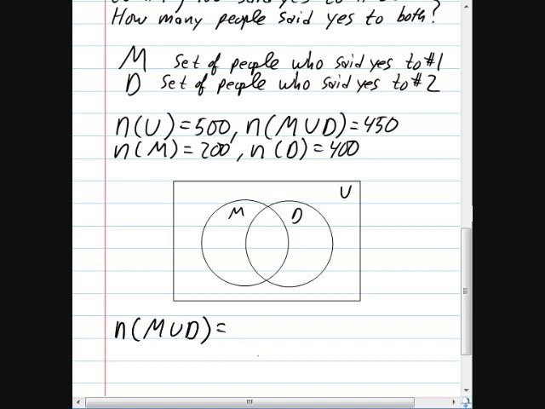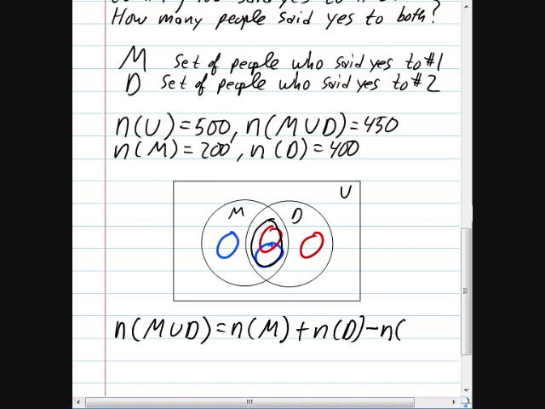Now, we can find this number as follows. We can add up the number in M, which means we've added this number plus this number. We can add to that the number in D, which means we've added this number plus this number. Now notice that we've added the center number twice. So we don't want to double count that number when we add up the number for the union. So what we'll do is subtract off the number in M and D, the intersection, because we double counted that number.